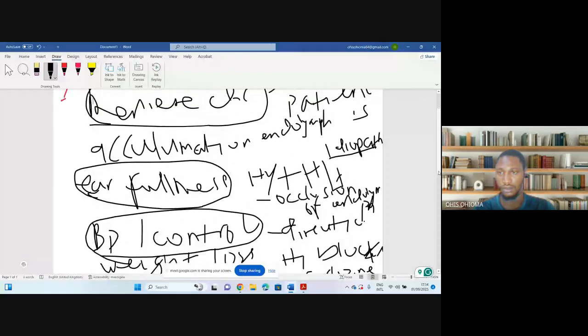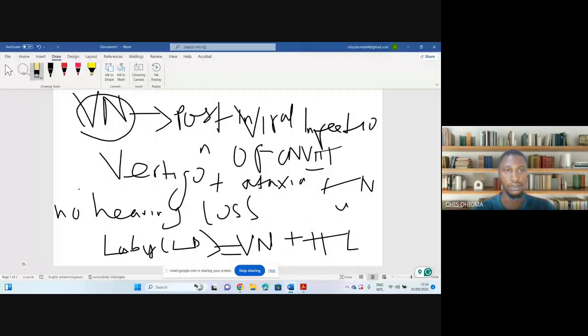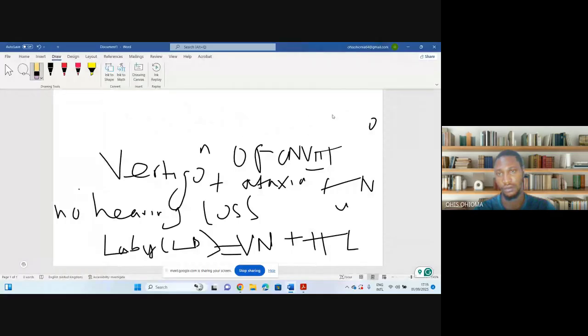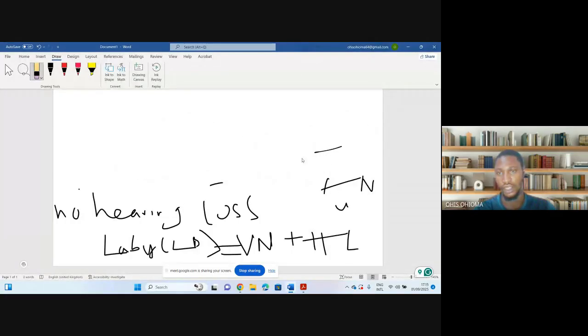So let me go down and draw this, right? So there are like three theories that have been postulated. The first one is usually genetic. So there are genetic reasons. So this kind of has a lot of genetic underlying as a cause of the pathology.